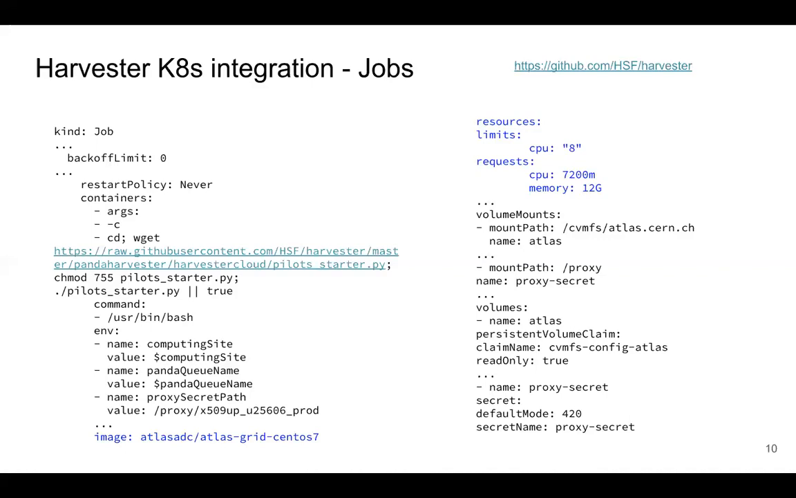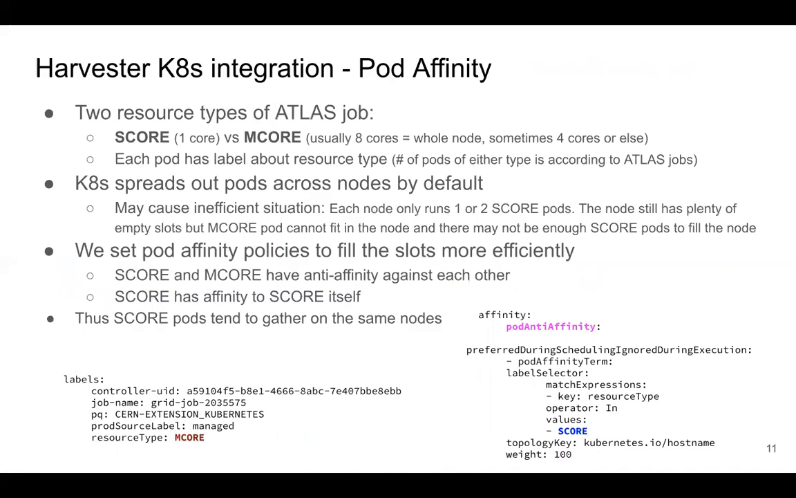Okay, so next slide. And another detail, about pod affinity. In Atlas, among Atlas jobs, we have 2 resource types. So the S core or single core, that means the job only uses 1 core, or is either M core, so multi-core, that means the job requires more cores.